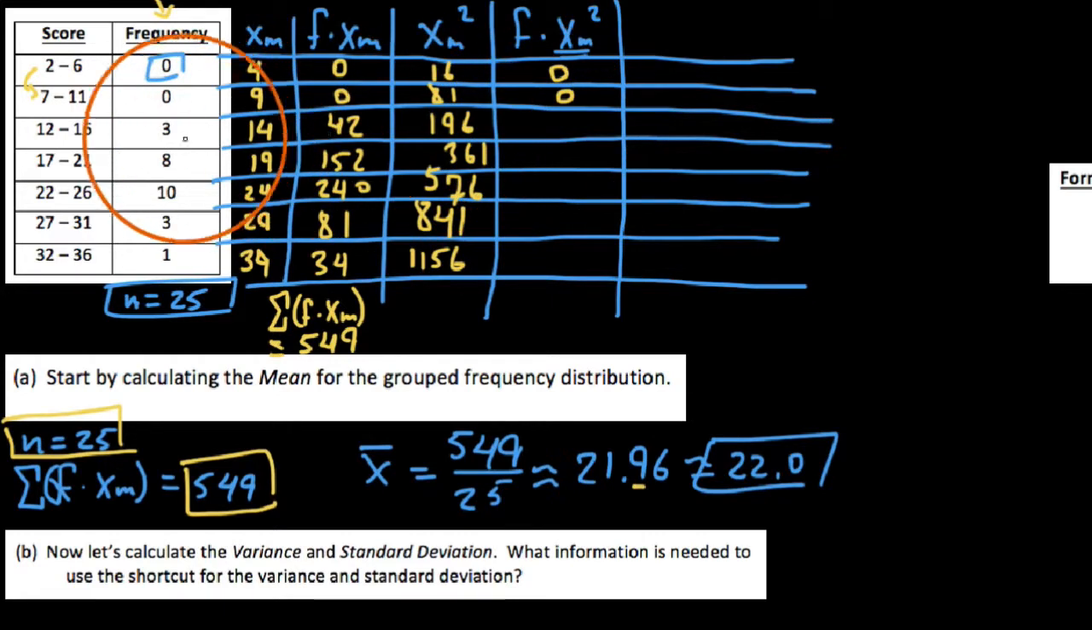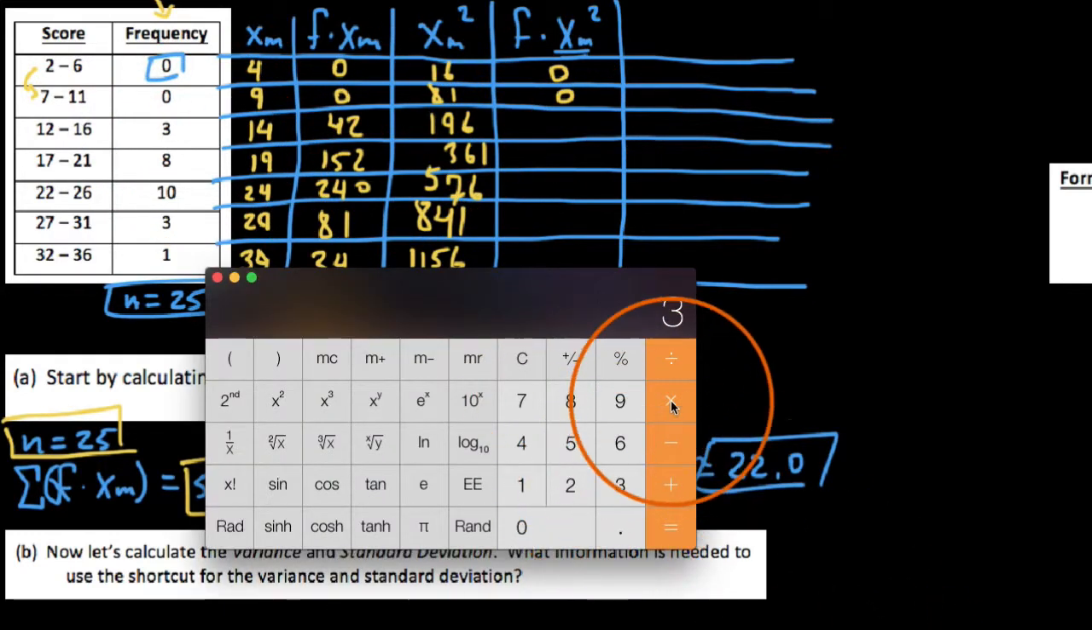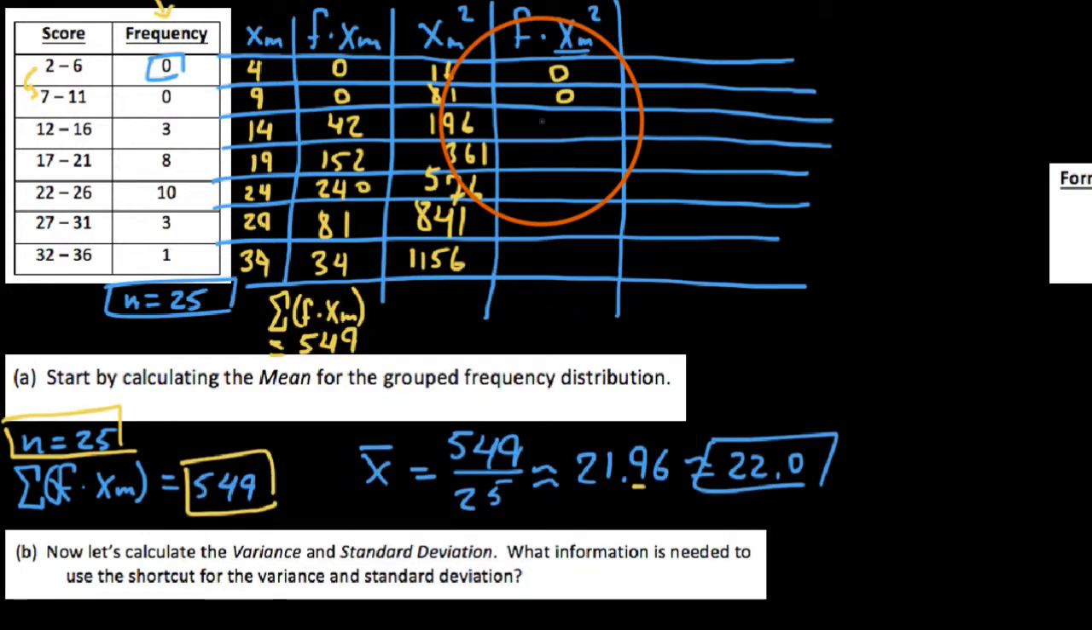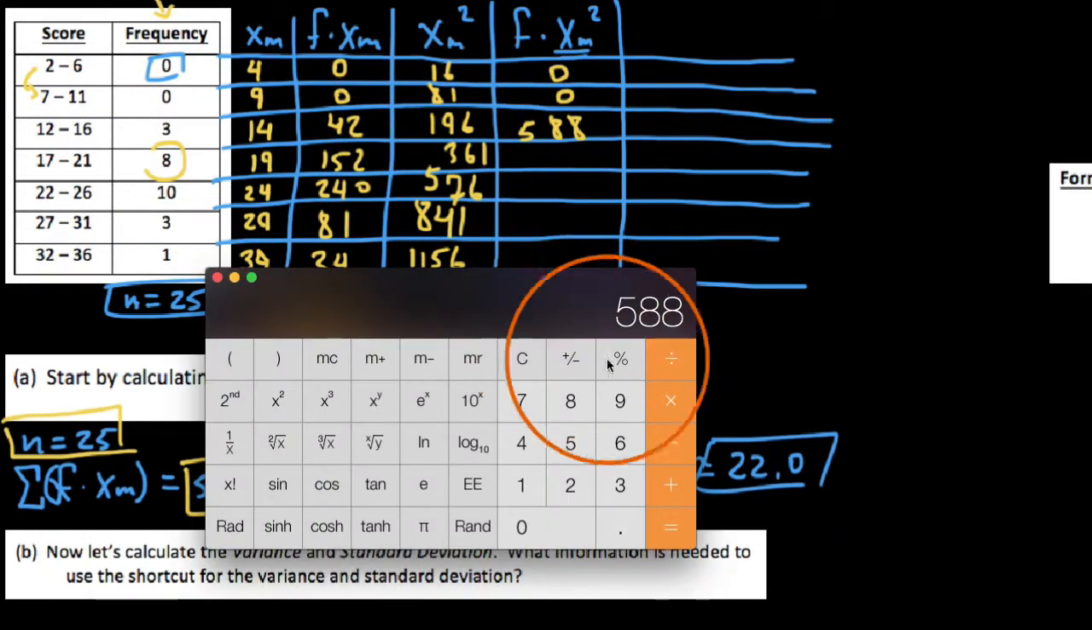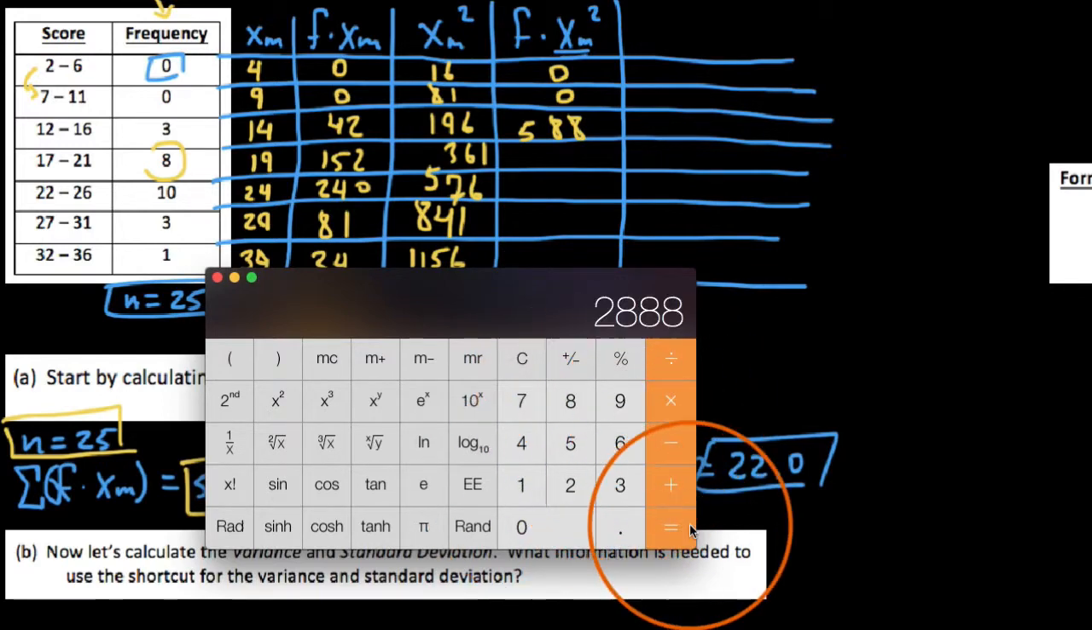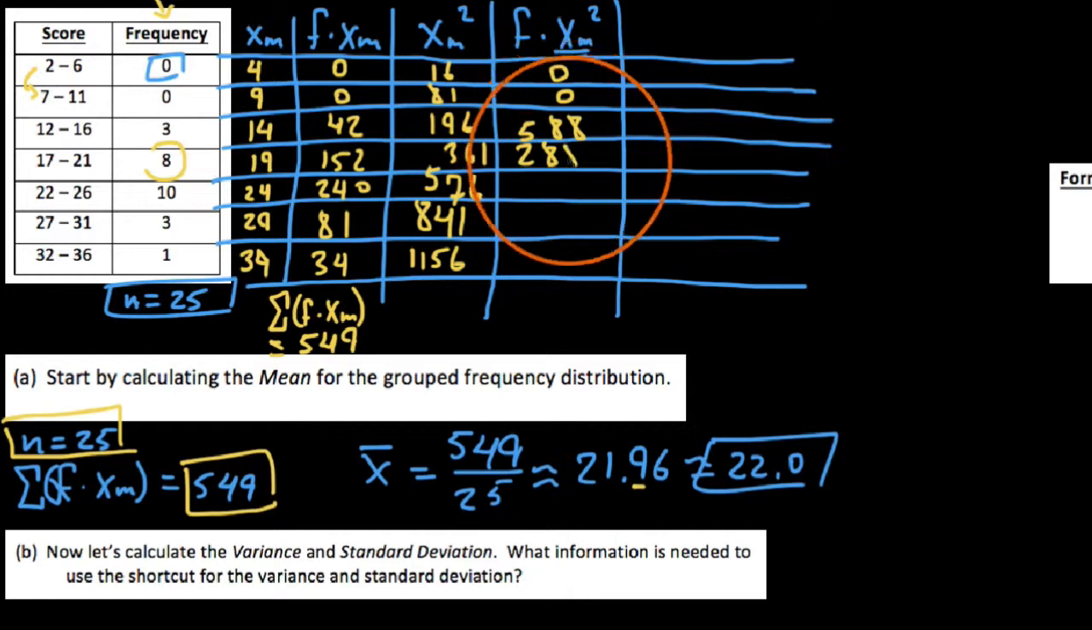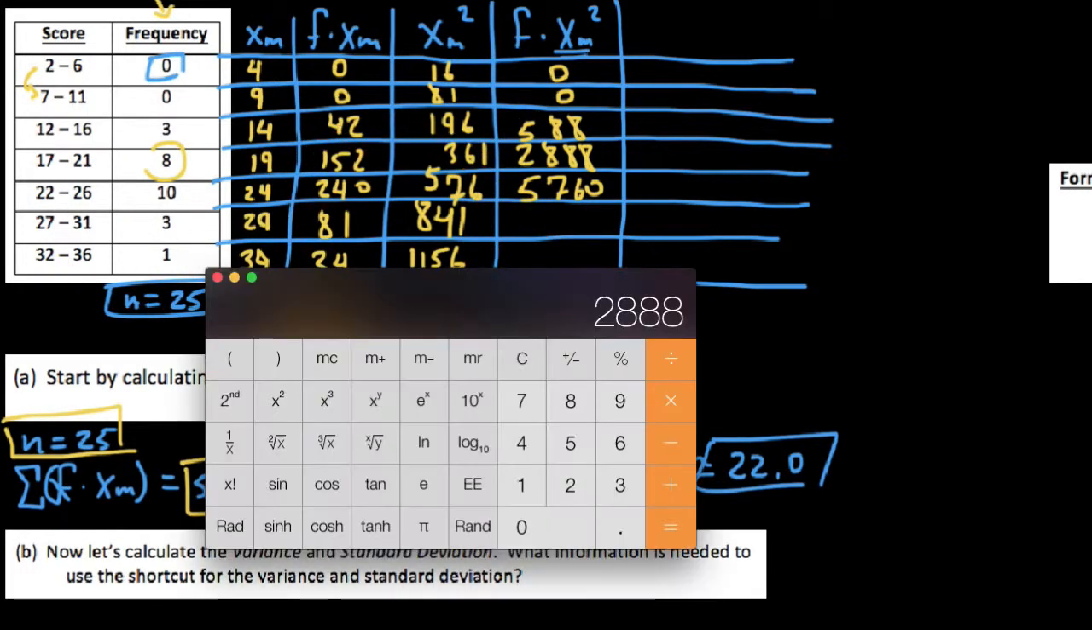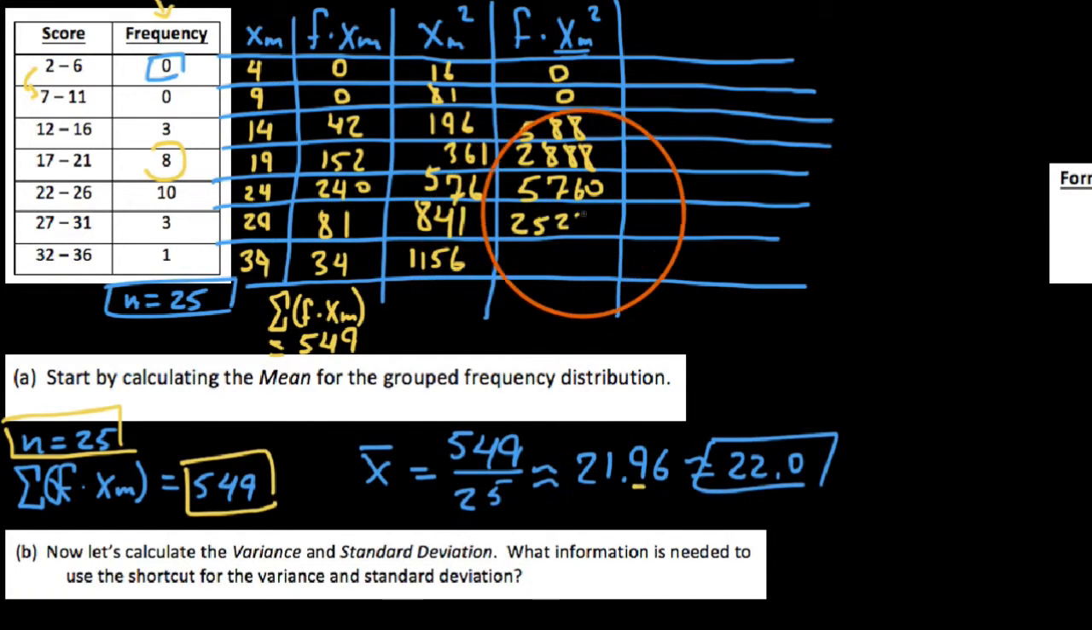So here's where we need the calculator. We say 3 times 196. We get 588. Now 8 times our squared class midpoint, so 8 times 361. We have 8 of those squared data values, so we get 2888. Now we're going to say 10 times 576, which we can just add a 0 onto. We say 3 times 841. So 841 times 3 is 2523. And then last but not least, 1 times anything is itself. So 1 times the squared class midpoint is just itself, 1156.